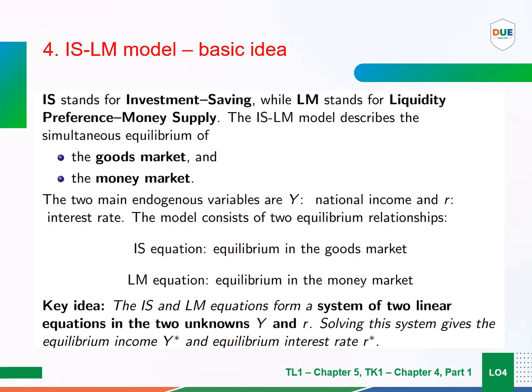So the central mathematical idea of the IS-LM model is very simple. We have two equilibrium conditions and two unknown variables. Therefore, the IS and LM equations together form a system of two linear equations. Solving this system gives the equilibrium income and the equilibrium interest rate.